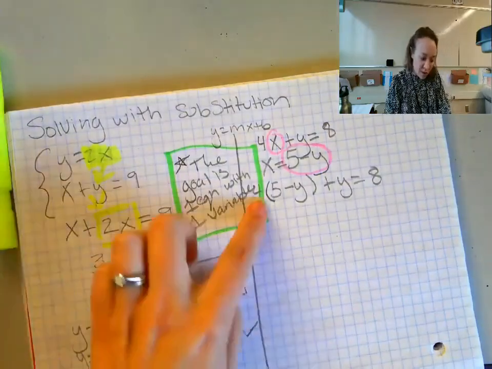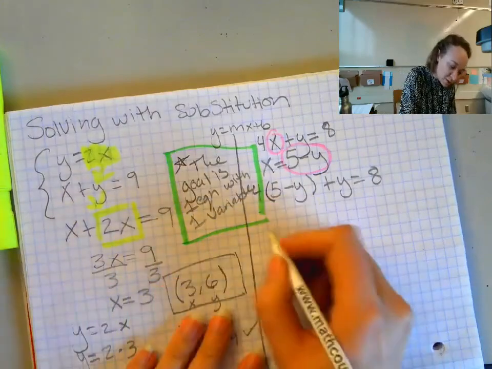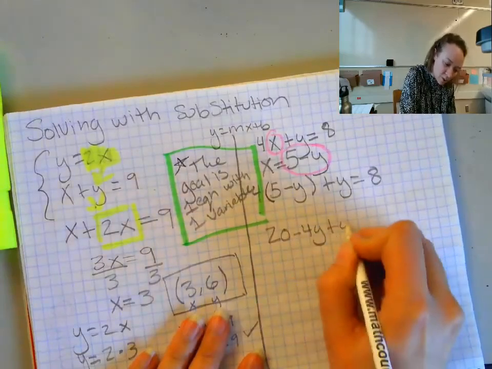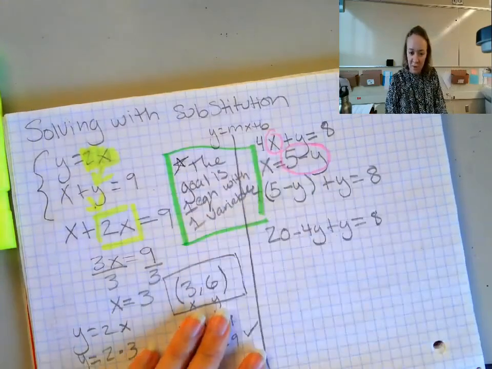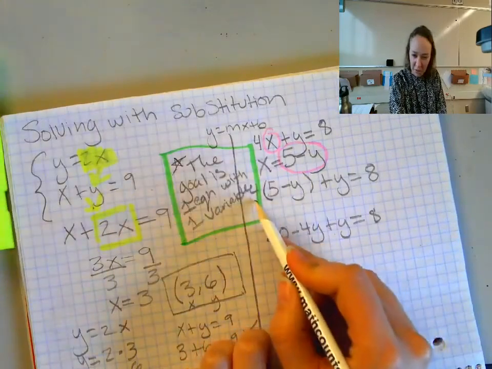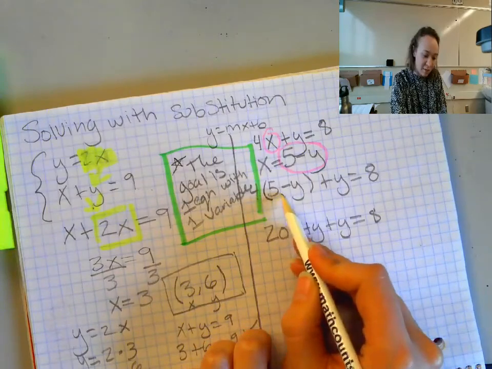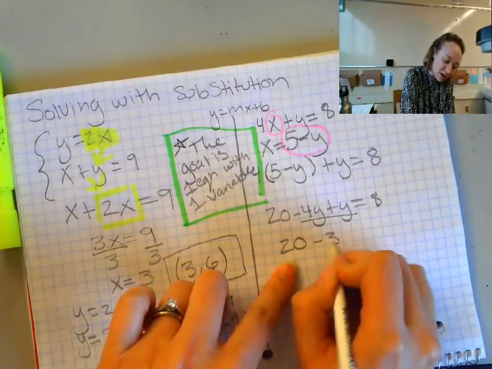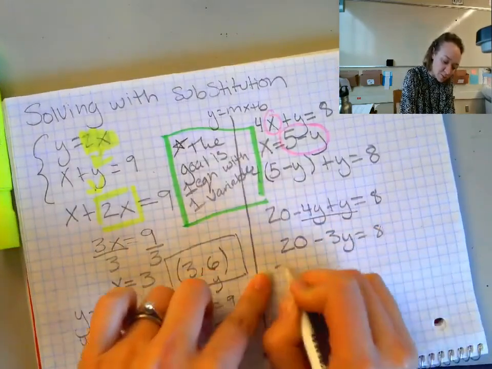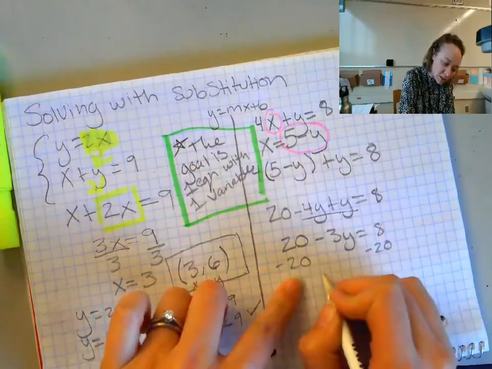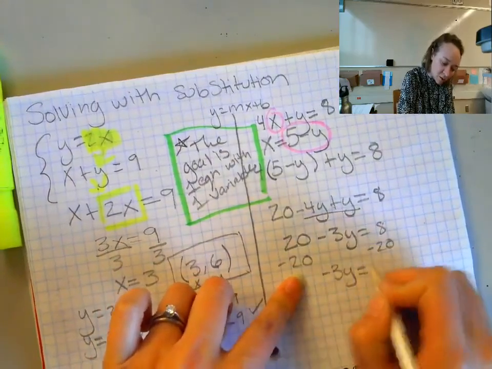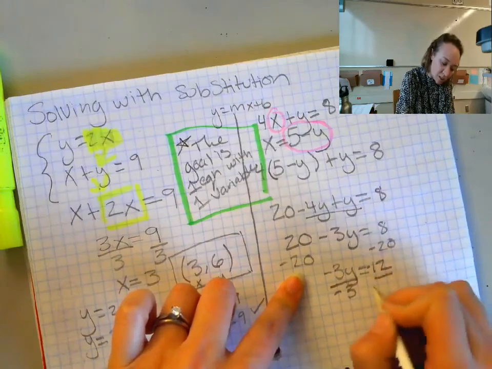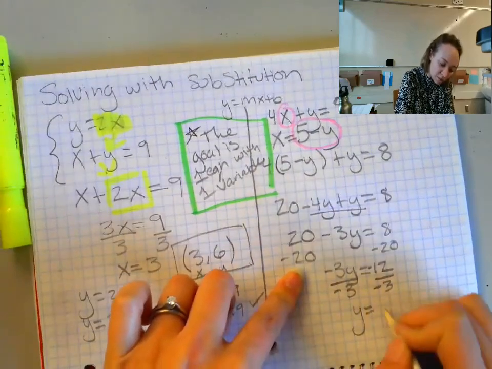So we have 4 times 5 minus y. So I'm going to distribute that and get 20 minus 4y plus y equals 8. See what I did there? So then I'm going to add those together. So 20 minus 3y equals 8. I'm going to subtract 20 from both sides. Negative 3y equals negative 12. Divide by negative 3. y equals a positive 4.